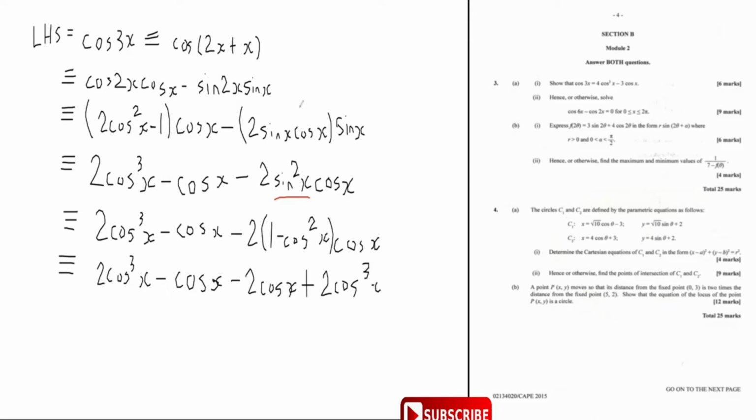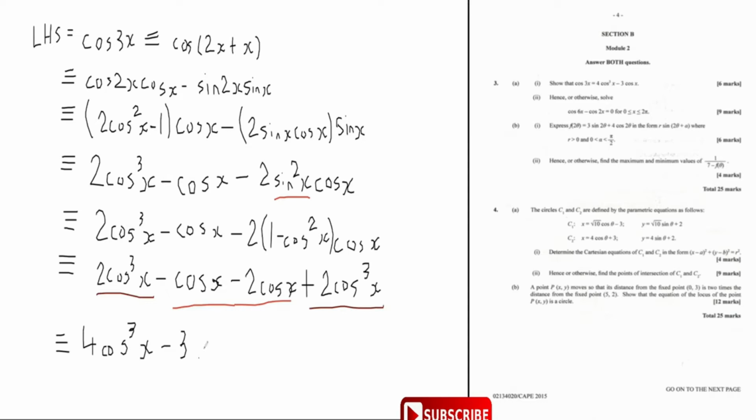All right. Nice and easy. And so now we have 2 cos cube x plus 2 cos cube x. When we add those two together, we get 4 cos cube x. And then we have minus cos x minus 2 cos x. Those two together become minus 3 cos x.